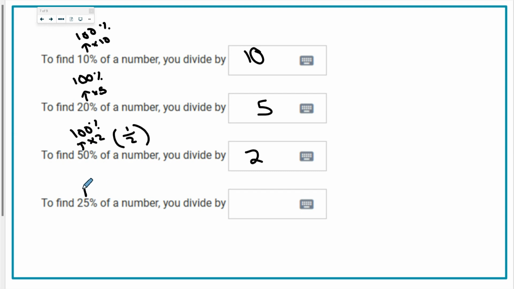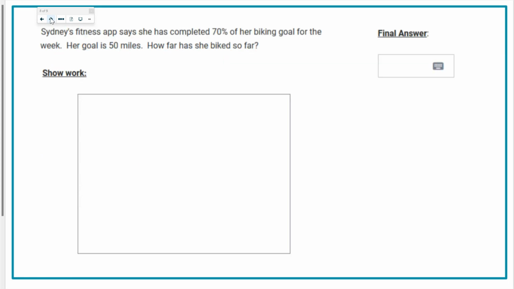Now let's look to find 25% of a number. We need to think how many 25% make 100%. That's right, it would be 4. So to find 25% of a number, you would have to divide by 4. Because again, another way to say 25% of something is 1/4. 1/4 is 25 cents. All right, let's keep going.